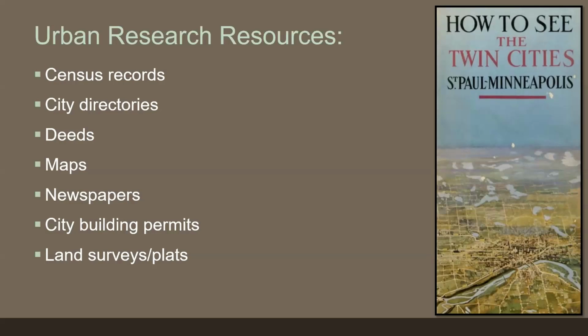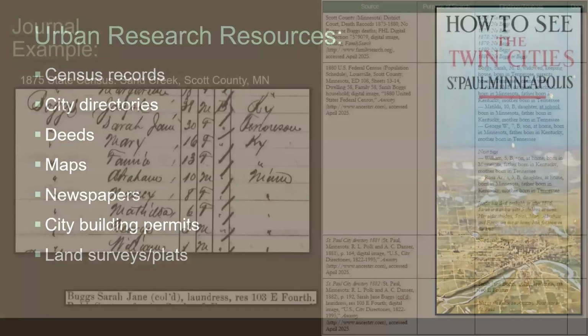As with all genealogy research, we want to gather all the correlating information and resolve conflicting information, and you're going to want to have a journal to deal with that. Some of the resources we're talking about today in depth are going to be census records, city directories, deeds, maps, newspapers, city building permits, and land and survey plats. I will have a list of other items you want to look for at the end of the presentation because we're going to have to blitz through this to get through everything.